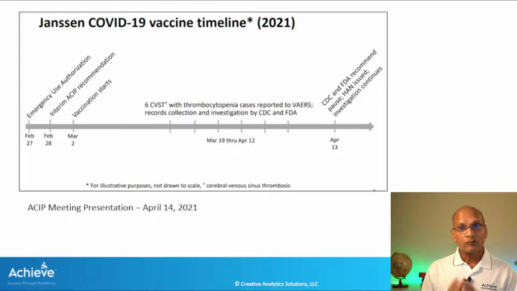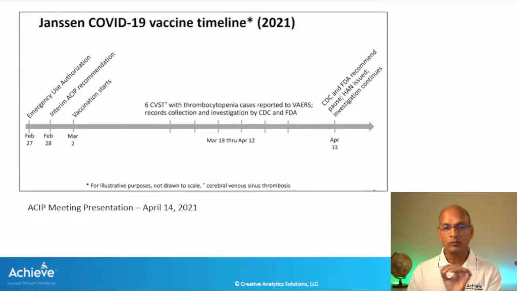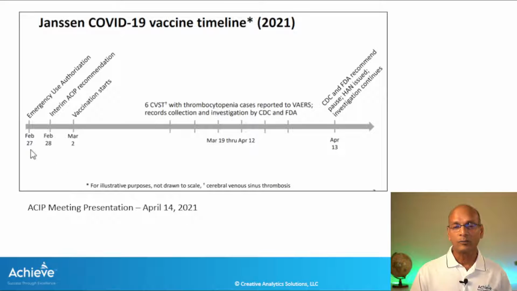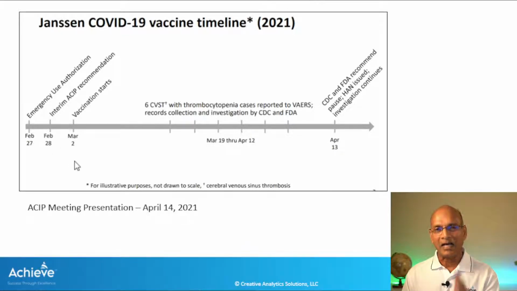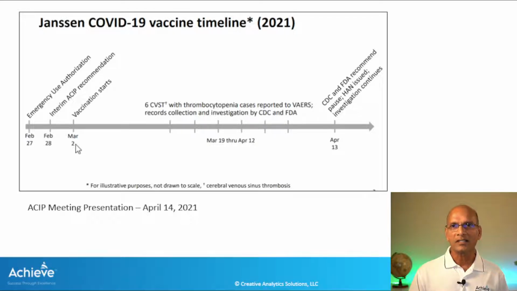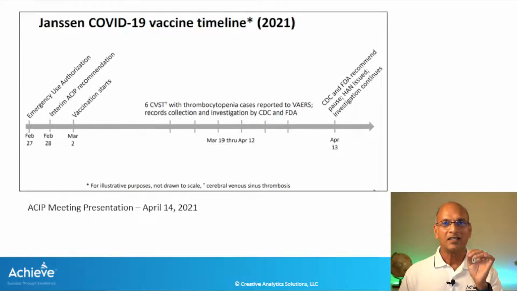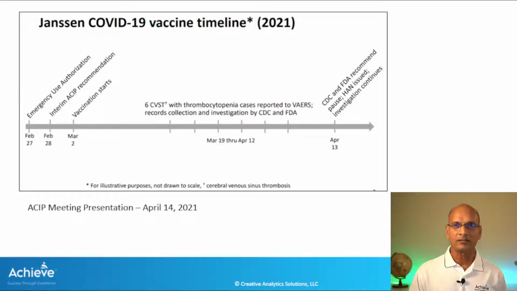Now, look at the information on a timeline. This is what we would do on a trending chart, right? This is from a meeting presentation from the Advisory Committee on Immunization Practices by the CDC. April 14th they met. February 27th, emergency use authorization of the vaccine. Interim ACIP recommendation was February 28th, which is what allowed the public to start receiving this vaccine. March 2nd, the vaccination started. And in this time period, March 19th to April 12th, there were 6. Let me repeat, only 6 out of millions of vaccines delivered, only 6 cases of CVST.